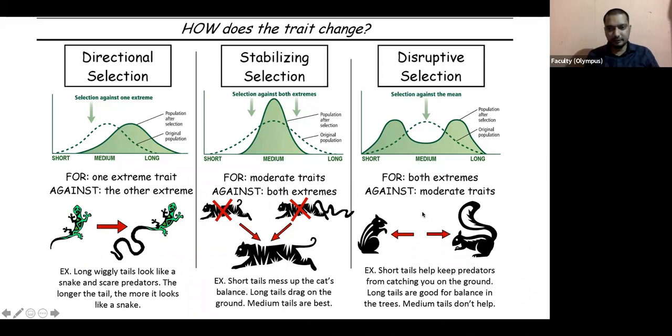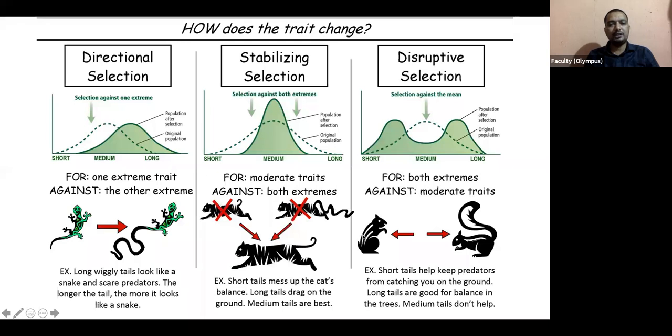Like in this particular case, something like a squirrel, for example. Short tails help keep predators from catching you on the ground. With a very short tail, otherwise, a predator will catch that tail and pull it off. So tail can be problematic for it. Correct? So short tails are beneficial because they can easily escape from the predators. Whereas long tails are very good in balancing on the trees. But medium tails neither help in escaping from the predators, nor do they help them balance well. So they don't have a bigger advantage here.